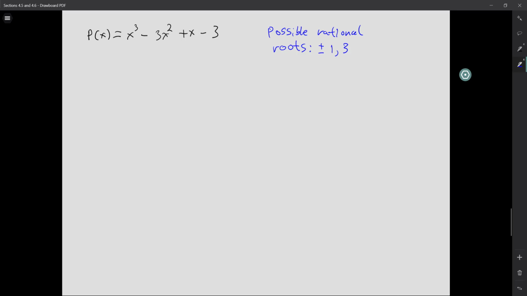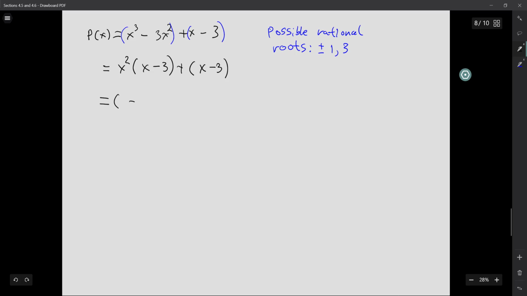But I can actually factor this one by grouping. So I'm going to do that. It is equal to x squared times (x minus 3) plus (x minus 3). I can factor out x minus 3. And I'll be left with, on the inside, x squared plus a 1 left over. Now before now, this would be considered completely factored. This is completely factored as far as the study of real numbers. There's only one real root, which is x equal to 3.